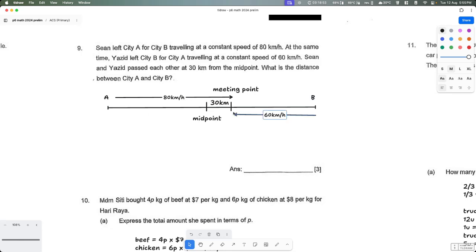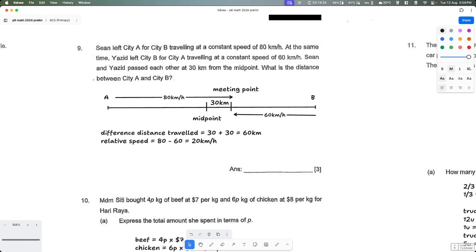Sean traveled more than 30 kilometers than Yazid over here. So the difference in distance traveled is 30 plus 30, or 30 times 2, which is equal to 60 kilometers. Then we also want to get the relative speed, which is 80 minus 60, and this is 20 kilometers per hour.